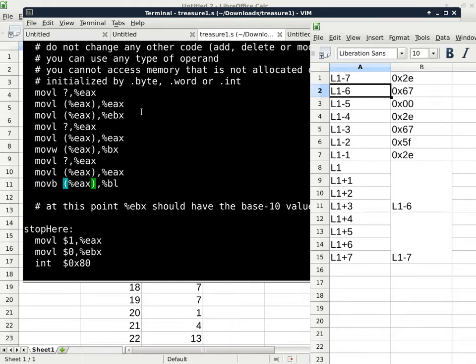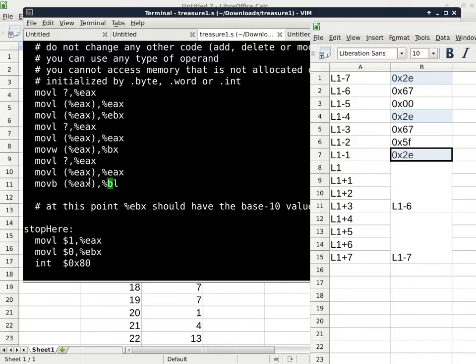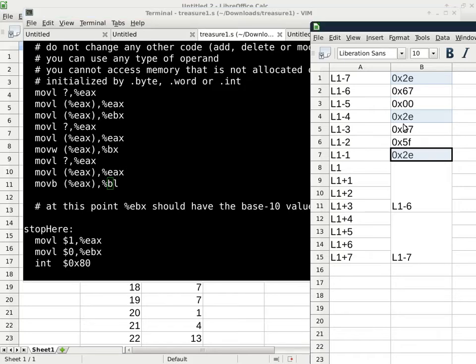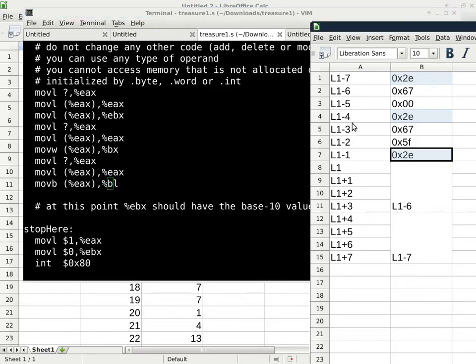Okay, we want this BL to have the content of 2E, and we have found three 2E's here. So we got one 2E here, one here, and one here. It is possible that we have multiple solutions. I don't know yet, okay? But in order for one of these 2E's to end up as BL, we need EAX to have the address of one of these three. In other words, EAX should have L1 minus 1, L1 minus 4, or L1 minus 7. That will make it work.